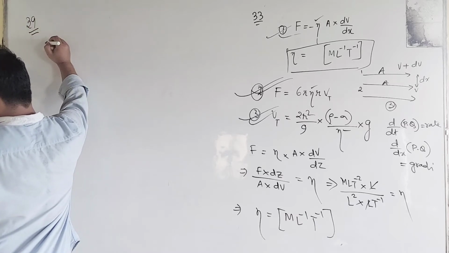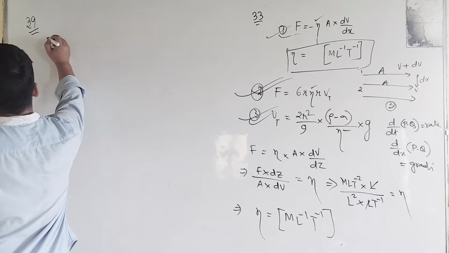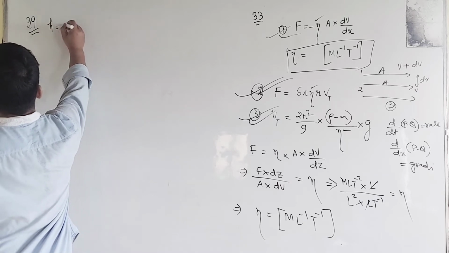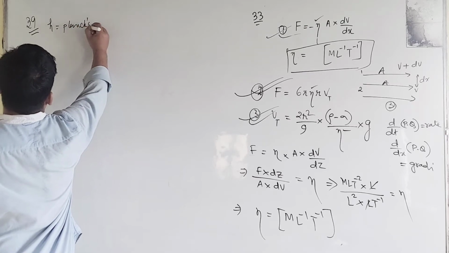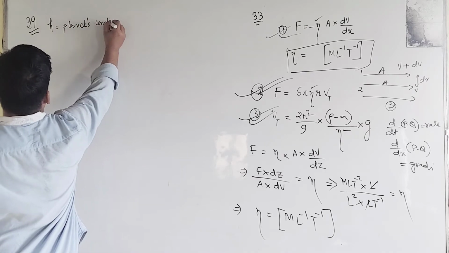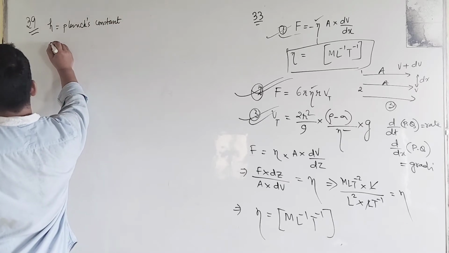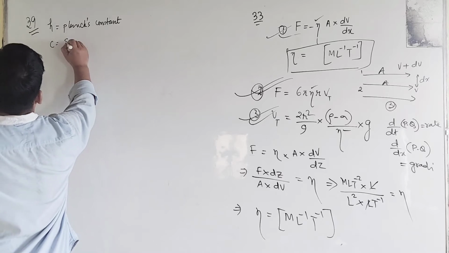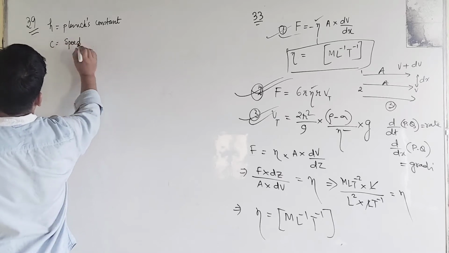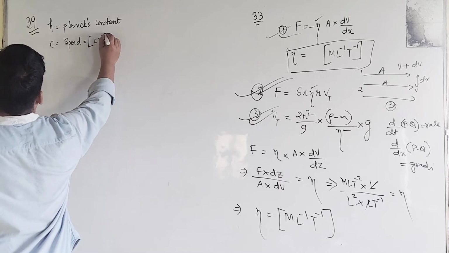We have Planck's constant and speed of light. H is equal to Planck's constant, which is also very important. C is equal to speed of light. This is very easy. If we have to write the dimension formula for speed of light, it will be equal to L T inverse 1.